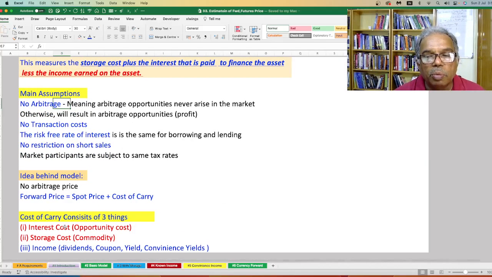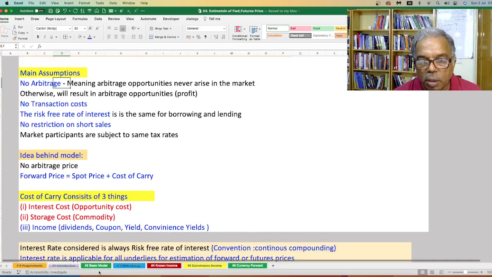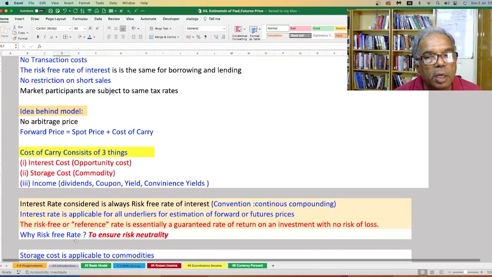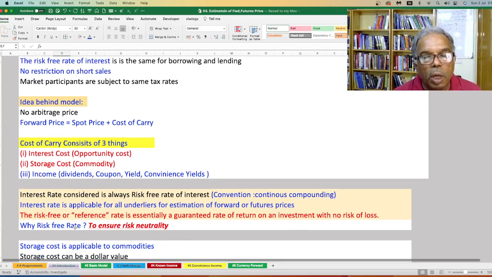The idea behind this model is that the forward price or futures price is nothing but the spot price plus cost of carry. When we say cost of carry, we have interest cost or the opportunity cost, and we have storage cost for the commodities. We have the income. Income can come in the form of a dividend or a coupon, yield, or a convenience yield. Interest can always be considered as a risk-free rate of interest. We use, by convention, the risk-free rate on a continuous compounding basis. Why do we use risk-free? To ensure risk neutrality.